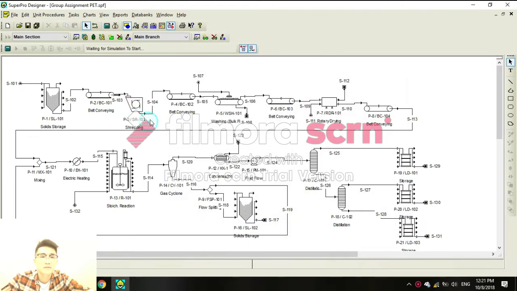The reason we need to include shredding is that, by theory, shredding reduces the size. Smaller size means larger surface area, and larger surface area means a higher rate of reaction. That's why we chose shredding. After that it is followed by belt conveying again. Then it goes to the next unit operation, which is washing.